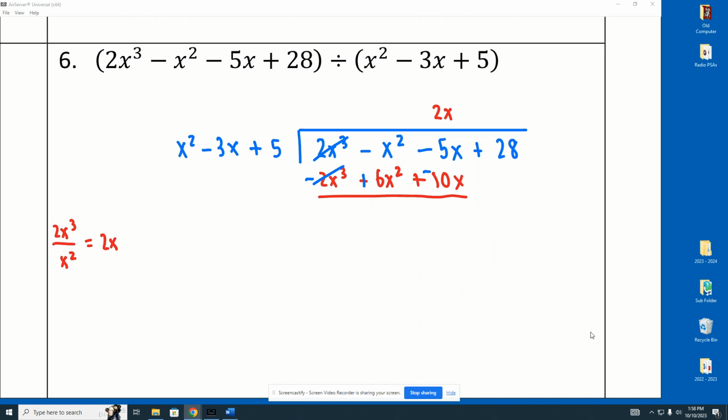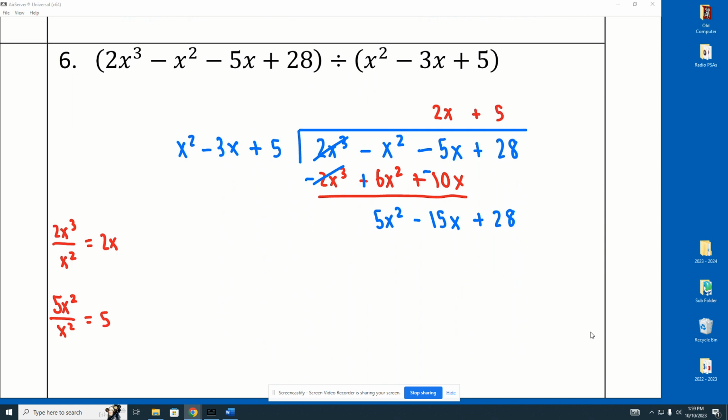Negative 1 plus 6 is positive 5x squared. And negative 5x minus 10x is negative 15x. You're going to bring down the plus 28. And we're going to do this one more time. That's it. Because 5x squared is my newest big term. And then I'm dividing that by x squared. Those x squareds will cancel. And sure enough, 5 will be the last thing that I multiply by.